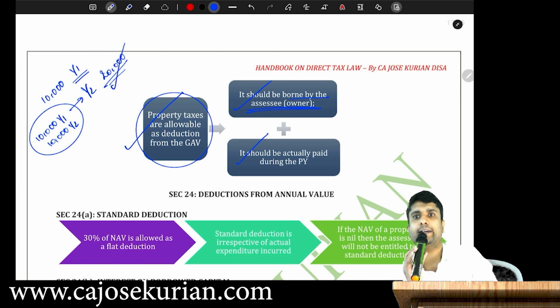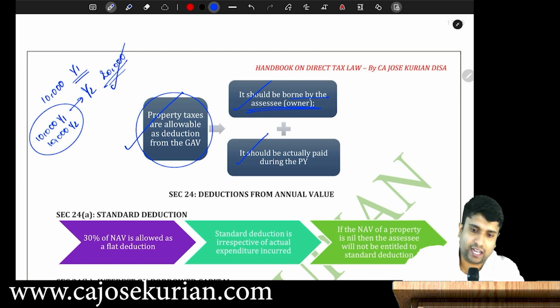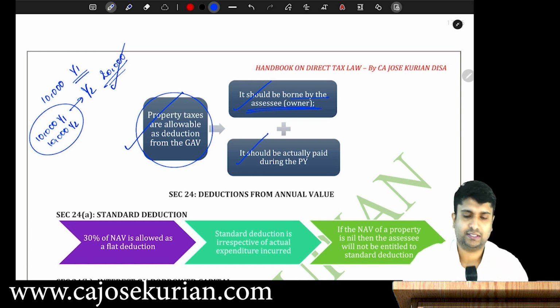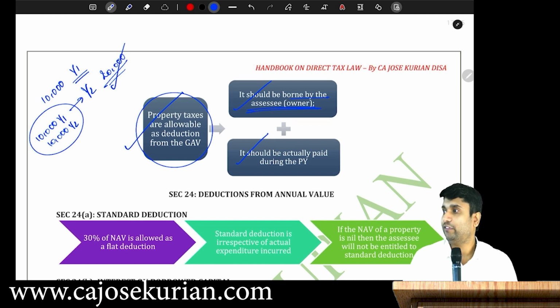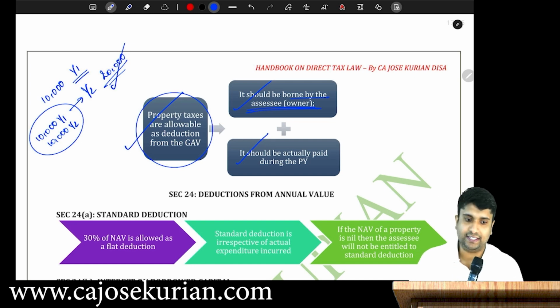Is that point clear? Online friends, please respond. Are you able to follow what I'm saying? This house property is a given opportunity for everyone. It's a small topic and comparatively easy. I'm not saying very easy, but comparatively it is easy.